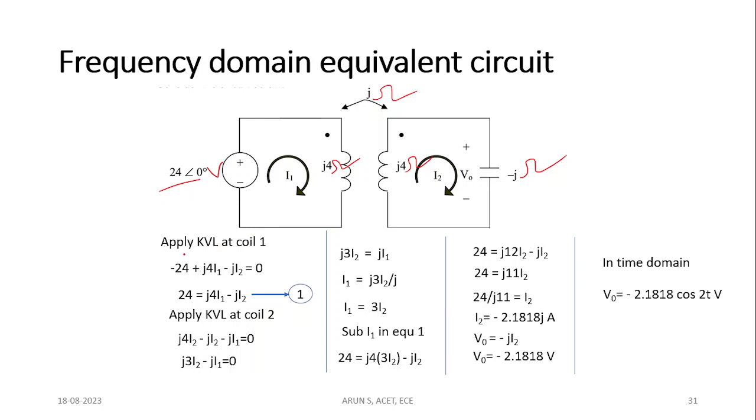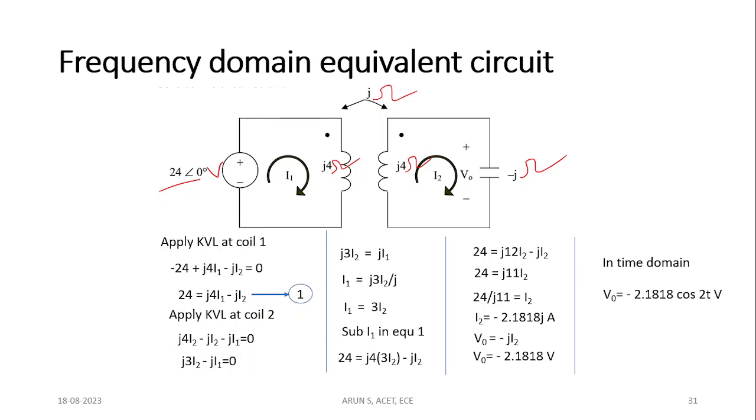So first of all, we'll apply KVL at coil 1. This is a magnetically coupled circuit, so you have to remember it. It is different from solving the problem in AC analysis. The coils kept in close proximity will generate a voltage in the nearby coil. That voltage we call mutual voltage. So kindly refer to the previous videos to understand what mutual voltage is.